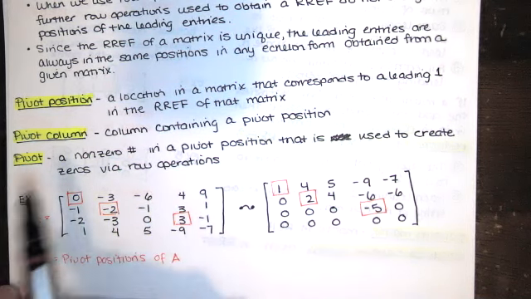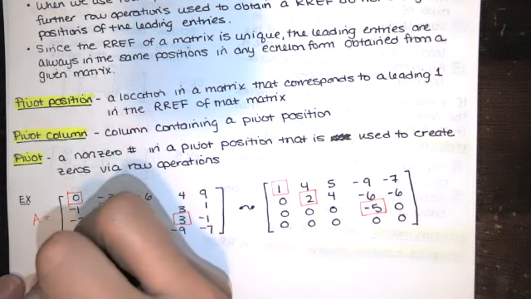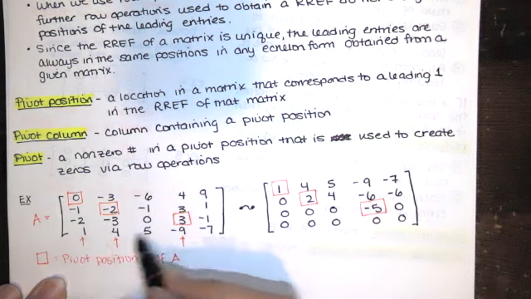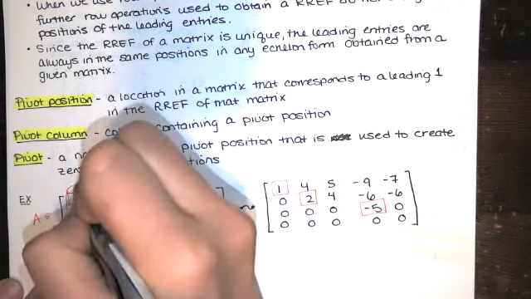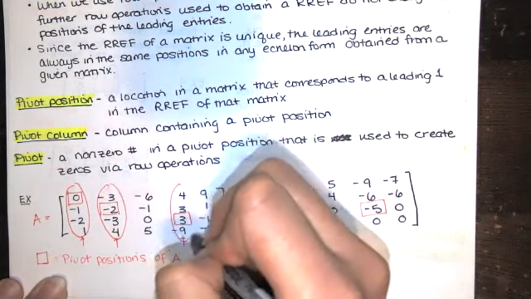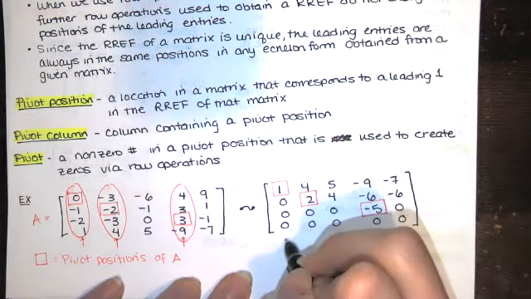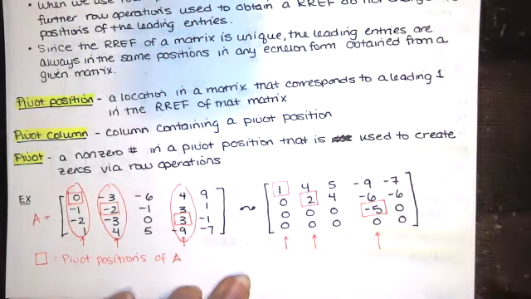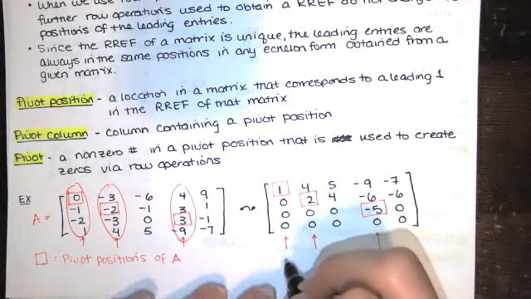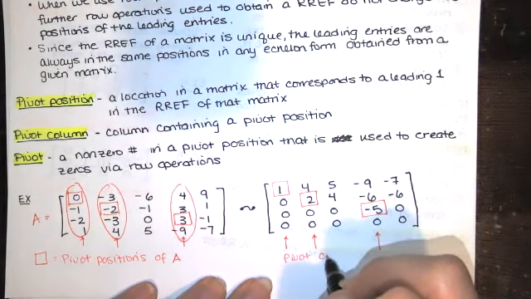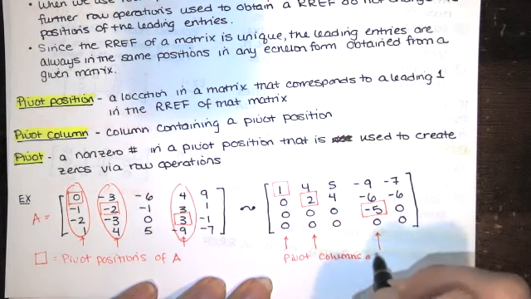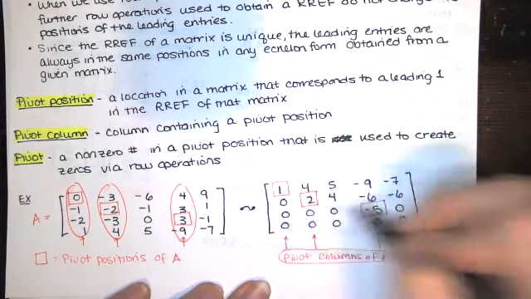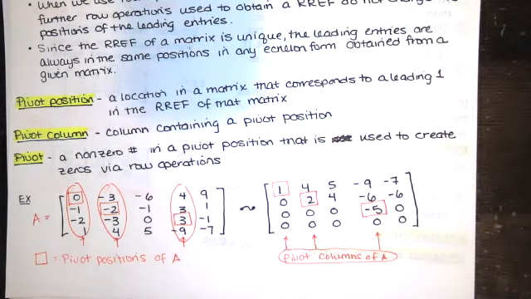Now, pivot columns are columns that contain pivot positions. So this is a pivot column, this is a pivot column, and this is a pivot column. And I'm not pointing at those numbers at the bottom. I'm talking about the entire column. So that column, and that column. Or over here in an echelon form, that column, and that column are the pivot columns of this matrix. And again, I'm referring to the entire column, not just the zeros at the bottom here.